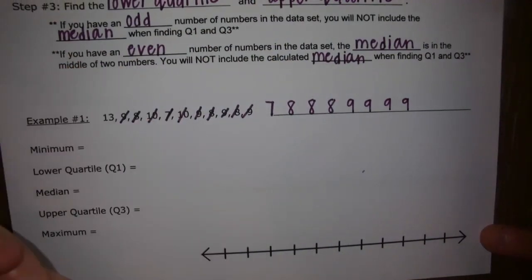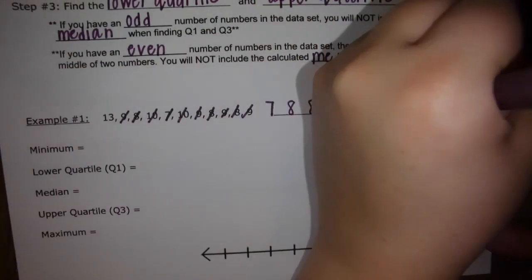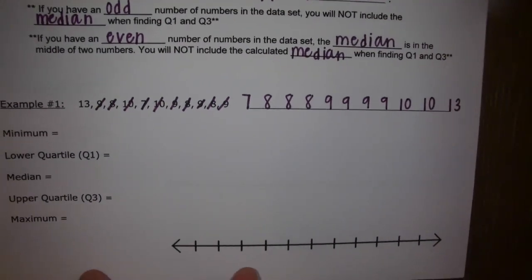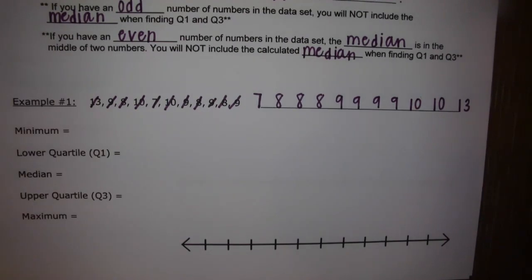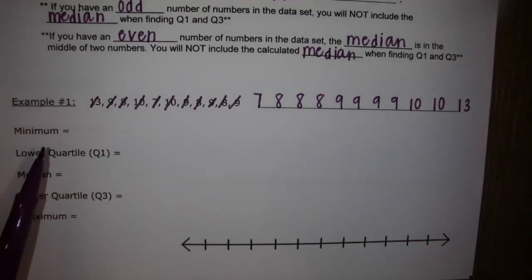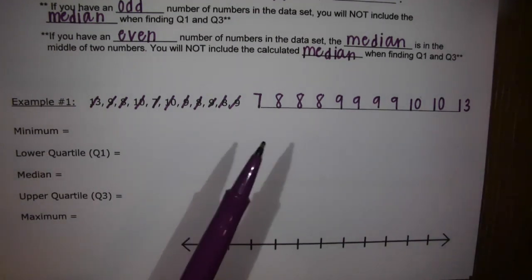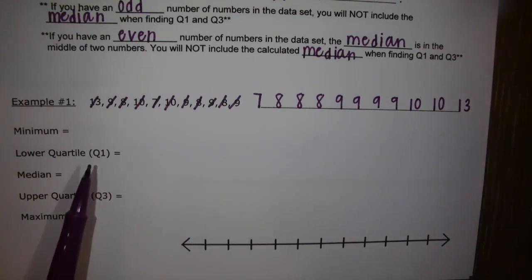Then 2 10s, and a 13. So I have all of these different numbers that compose my data set. One of the things I always like to do, just so that I don't accidentally miss a number and then get every single step of this wrong, I'm going to count my numbers and make sure I have just as many now that I did when I started.